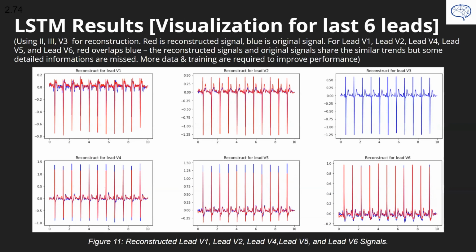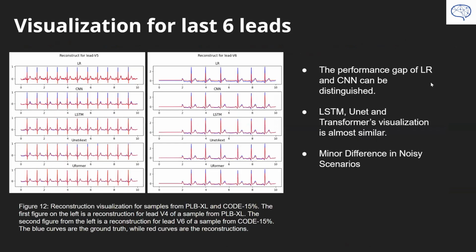But for the back 6, for example, we use an LSTM to show some example reconstruction for this sample. We can see that there's a certain gap here and there between the red and the blue, which are the indications of the reconstruction error. So we want to compare the model reconstructions, and we can obviously see the reconstruction error, the gap between the red and the blue, for the linear regression and the CNN, and for LSTM, UNet, and transformer, the gap is more obvious when the signal is noisy.